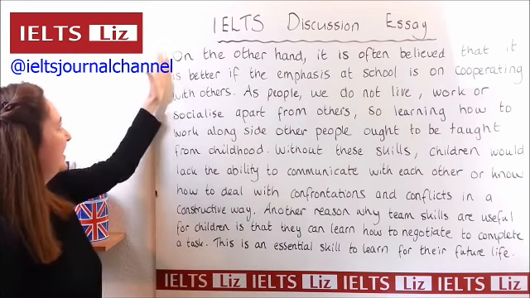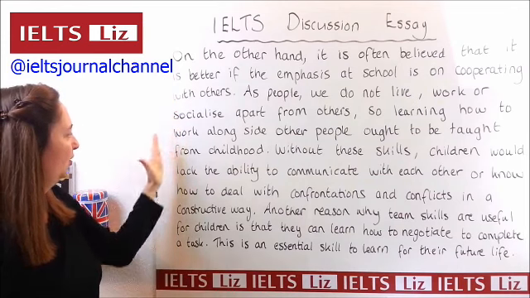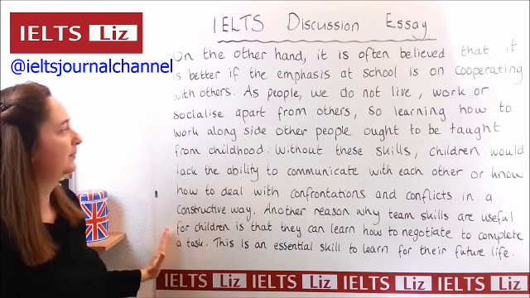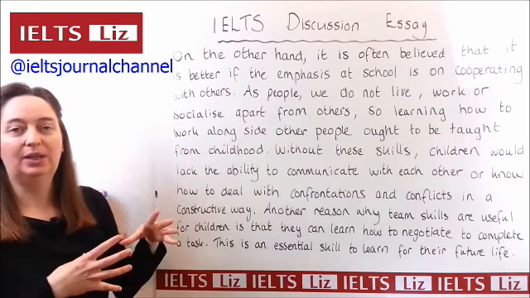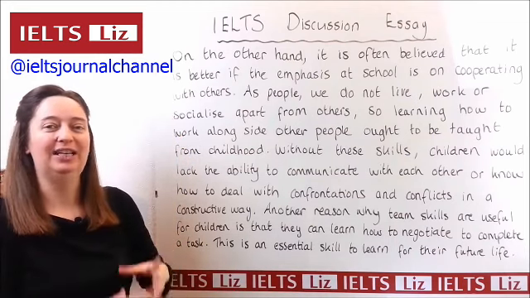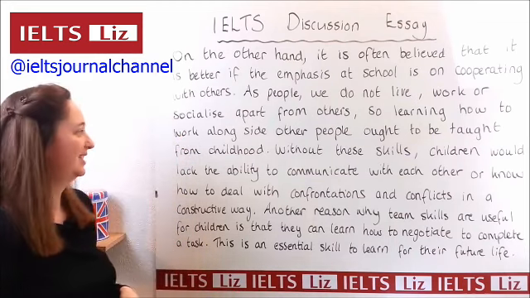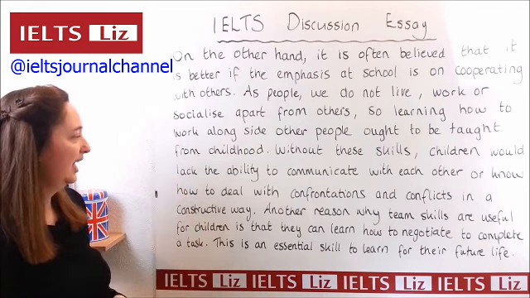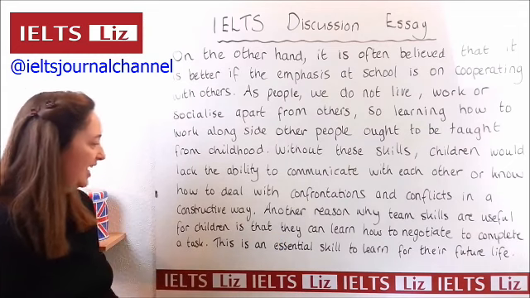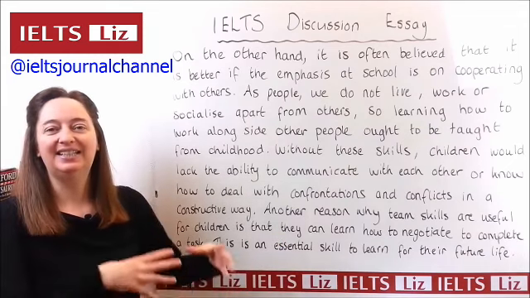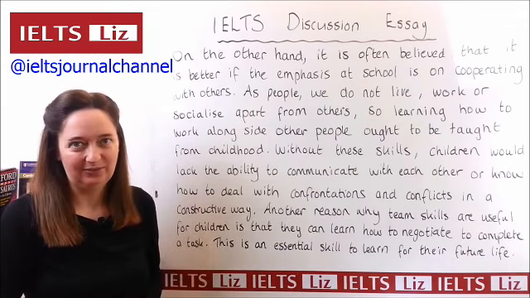So you can clearly see the topic sentence followed by supporting points. Now we've got the supporting point of people needing to be together and learning to live and work and socialise together, learning to communicate, deal with confrontations, learn how to negotiate, and connecting this with their future life.